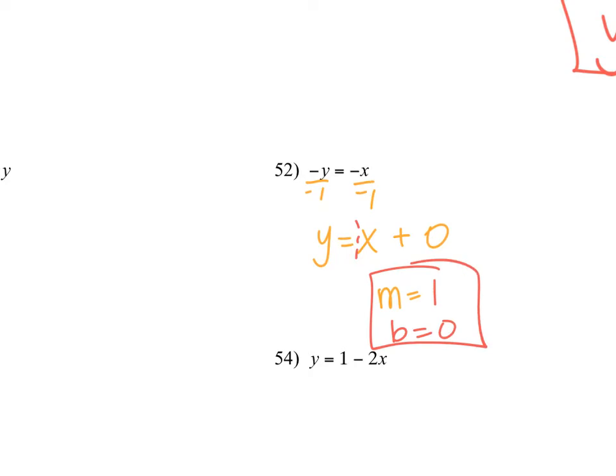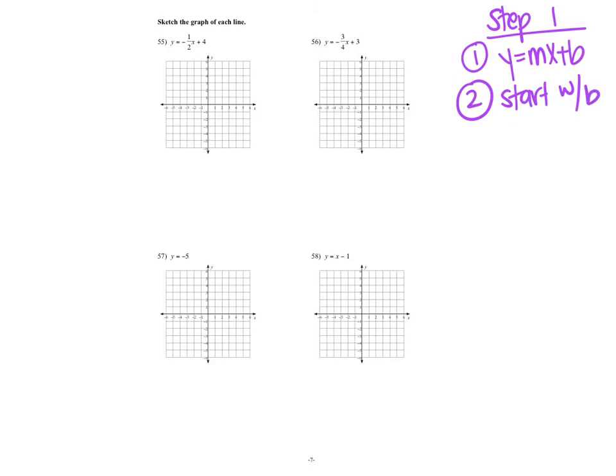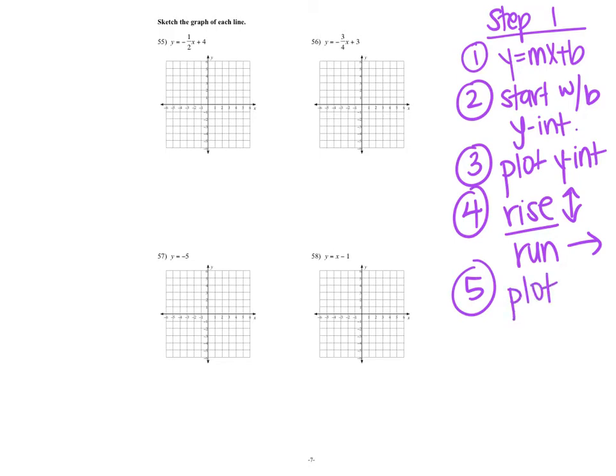Okay, next section, you're graphing. So for graphing, let me start off by giving you the steps. Step 1, make sure that it's in y equals mx plus b, because this is the easiest way to graph a line. Number 2, you're going to start with your b, or your y-intercept. Number 3, you're going to plot your y-intercept. Number 4, you're going to go rise over run, up or down, and to the right only. And number 5, you're going to plot again, and then you're going to repeat. You're going to repeat 4 through 6.